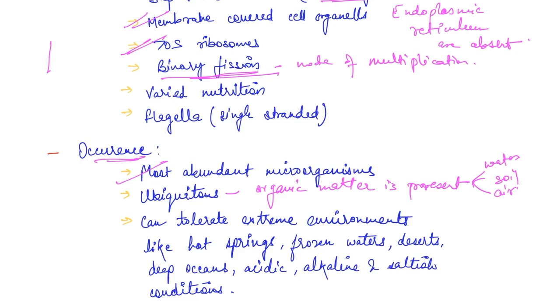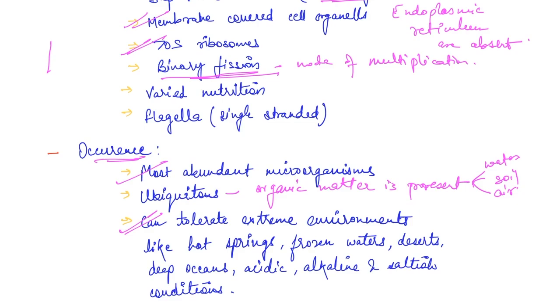Then they can tolerate extreme environment. They can survive in extreme environment, like they are present in hot springs. So they are basically present in very hot temperatures. Then they are present in frozen waters. So they can even survive in extreme cold environment. They are present in deserts which is deprived of water. They are present in oceans, deep inside the oceans. They can survive in acidic, alkaline, and saline conditions. So basically, they are the most abundant organisms. They are present everywhere, and they can tolerate extreme environments. Okay, so this ends the occurrence of bacteria.